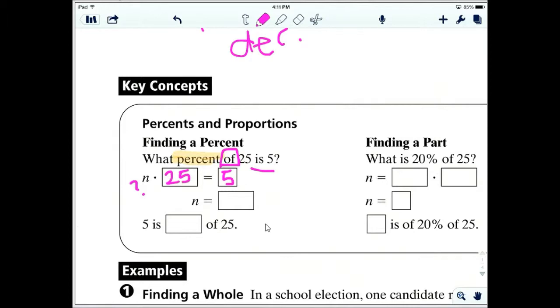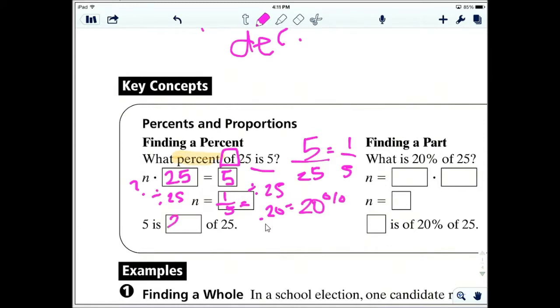And then I just ask myself, well, something times 25 is giving me 5. Therefore, the only way to get that is if you have some sort of fraction, right? So if I divide both sides by 25, I would be getting 5 over 25. And if I simplify that, if I divide by 5, I would be getting 1/5. And we know that the percent for 1/5 is 0.20, or in other words, 20%. So 5 is 20% of 25.